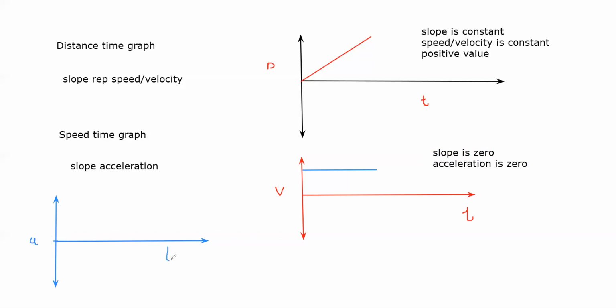So for this object, if I'm plotting an acceleration time graph, its acceleration will be 0 for that certain time interval. Is it clear? So using the distance time graph, we can make a velocity time graph, and from velocity time graph, we can plot acceleration time graph. I'll give more examples. This is one of them, a simple example. Is it clear, this example? So distance time graph, slope represents velocity or speed. Speed time graph, slope represents acceleration or deceleration.